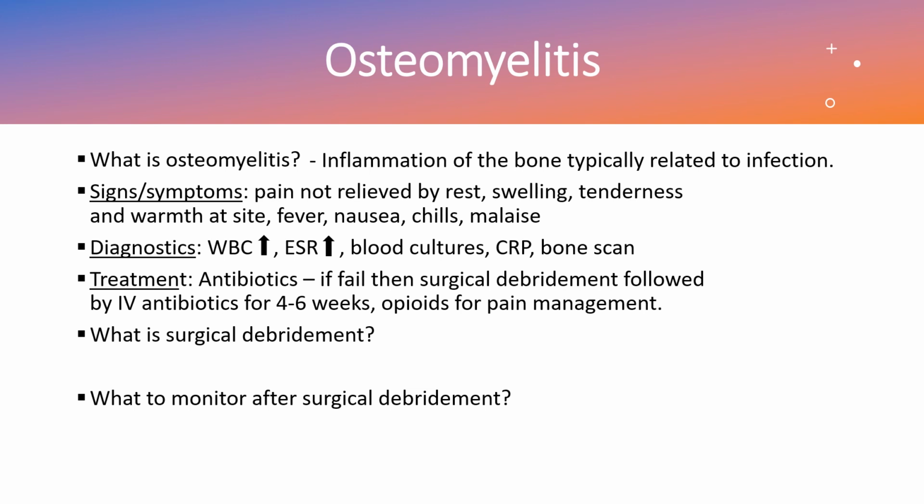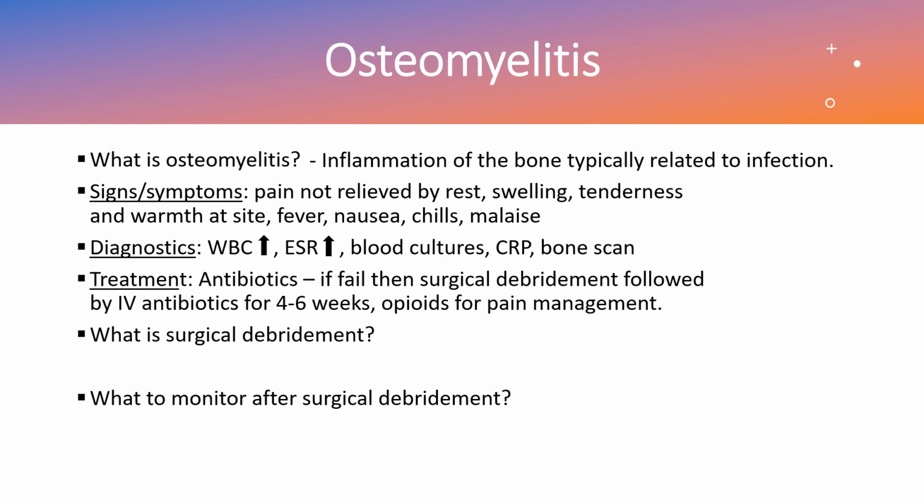Diagnostics we use are white blood cell count. There would be an increase. ESR, that's our inflammation, right, as well as our CRP, there'd be an increase. We could have positive blood cultures, and we would do an x-ray, but if that's normal, we would do a bone scan, and that's the definitive diagnostic for osteomyelitis.